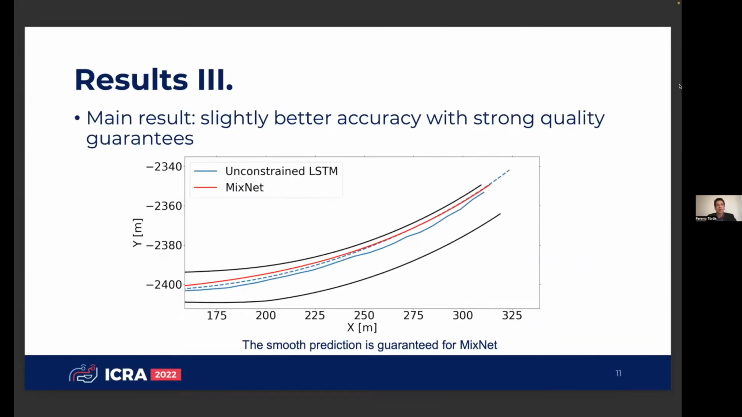And so to highlight it once more, our main result is that we can predict just as accurately, even slightly more accurately than an unconstrained LSTM encoder decoder. Meanwhile, we can guarantee the smoothness of our output and that it never leaves the track. You can see a great example for how important this is in this figure.